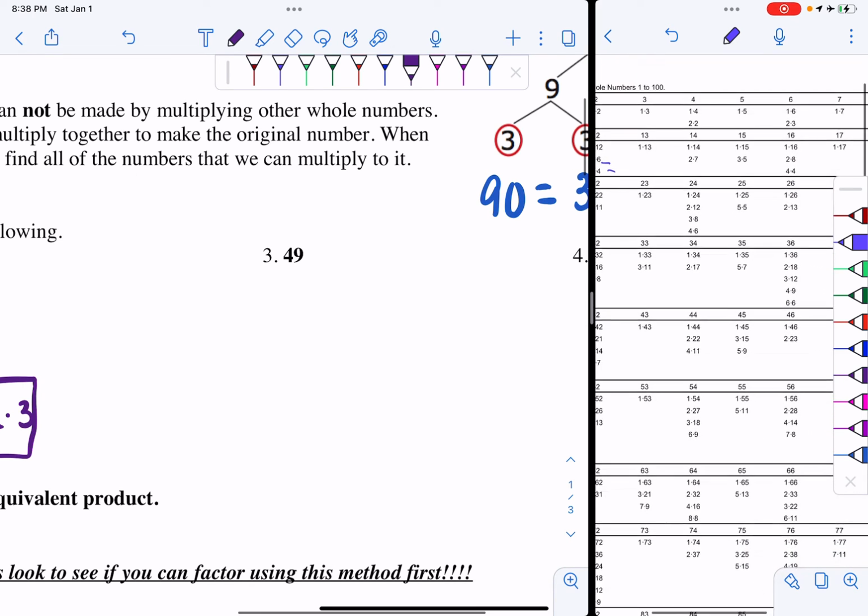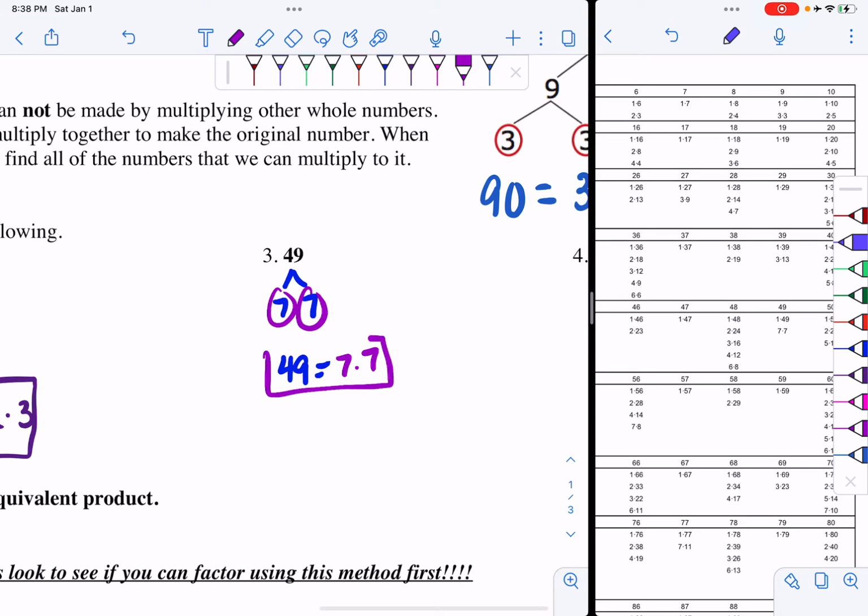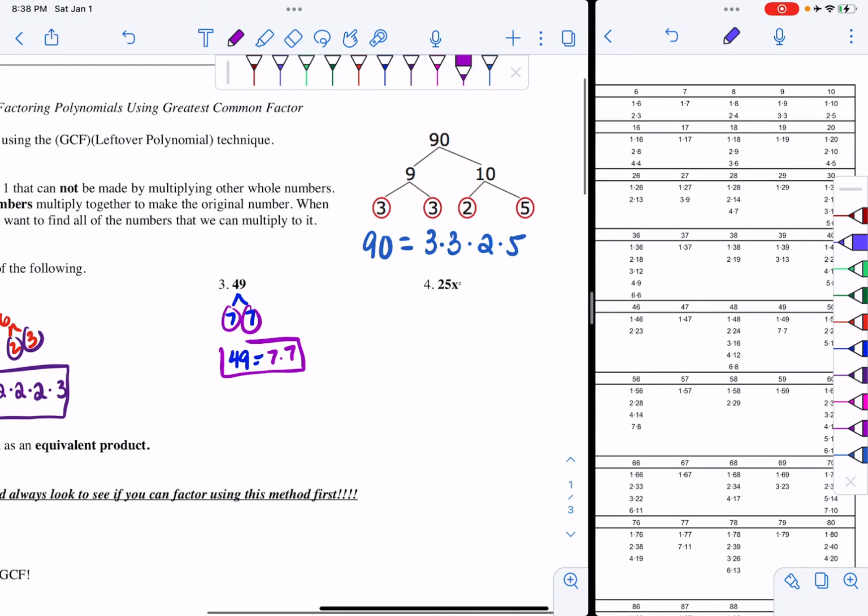Try to do the number 49 all by yourself. So if I do the number 49, I break it apart to be 7 and 7, and I can't break apart 7's anymore. So I would just write 49 to be equal to 7 times 7. And that's my final answer.